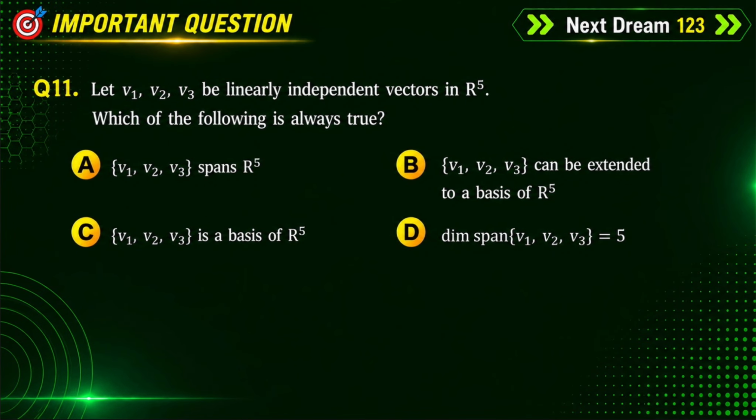Next, question number 11. Let's try this question. Let v1, v2, v3 be linearly independent vectors in R^5. Which of the following is always true? They have given 4 options. The set containing v1, v2, v3 spans R^5. The set v1, v2, v3 can be extended to a basis of R^5. The set containing v1, v2, v3 is a basis of R^5. The dimension of the span of v1, v2, v3 is equal to 5. Let's check this question.